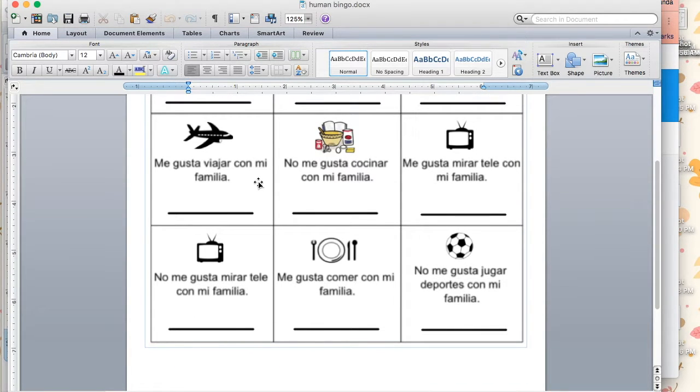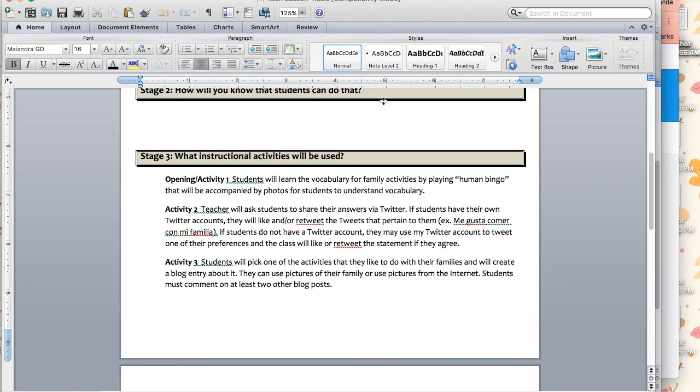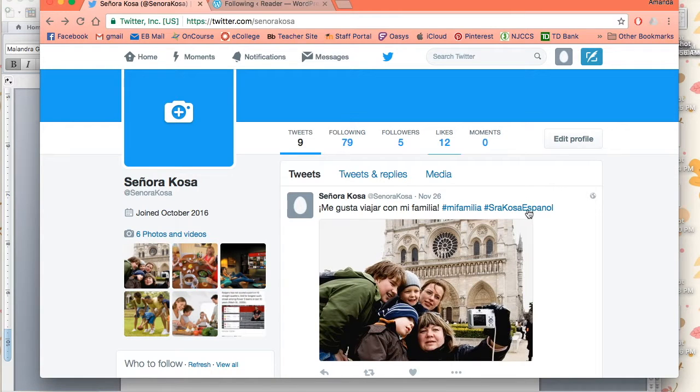So the idea is that students are going to be walking around the classroom and asking each other if they like traveling with their families in the target language, and they would choose someone who likes it and write their name on the line. So this allows them to learn the vocabulary while also finding out more about the other students' families.